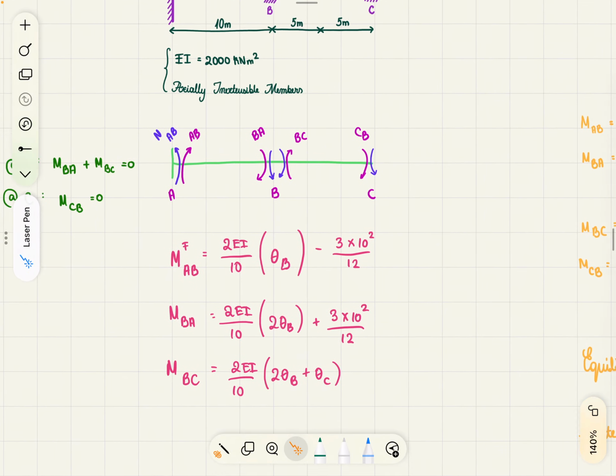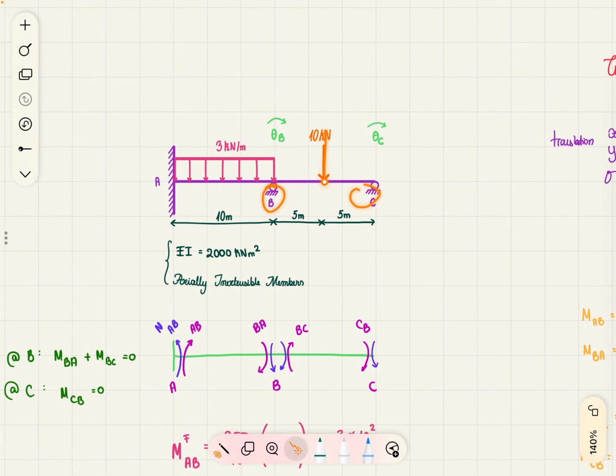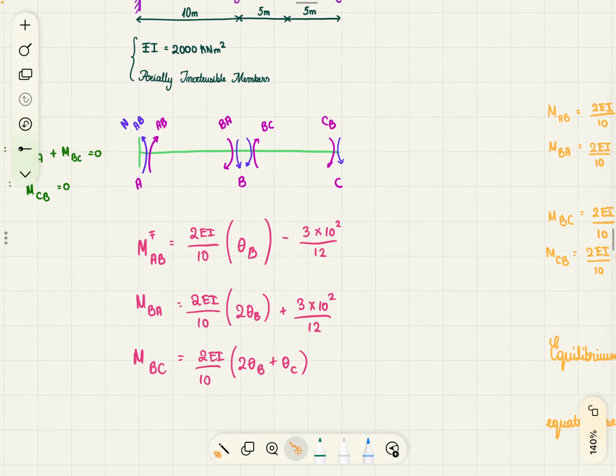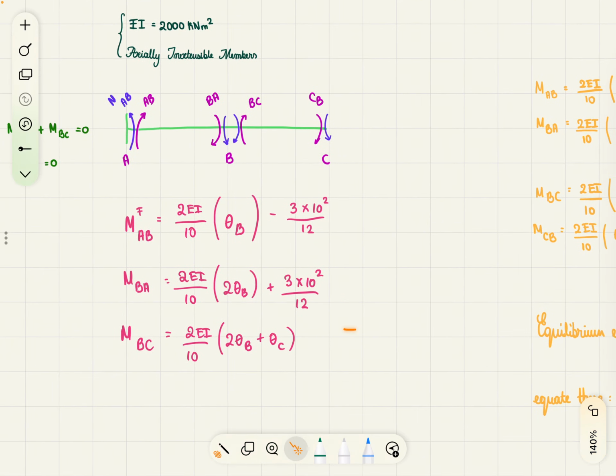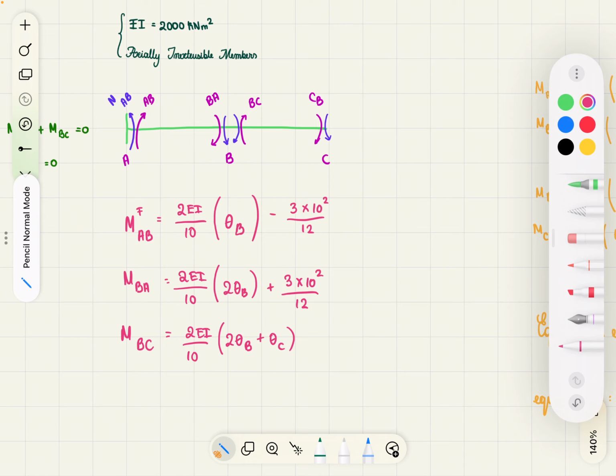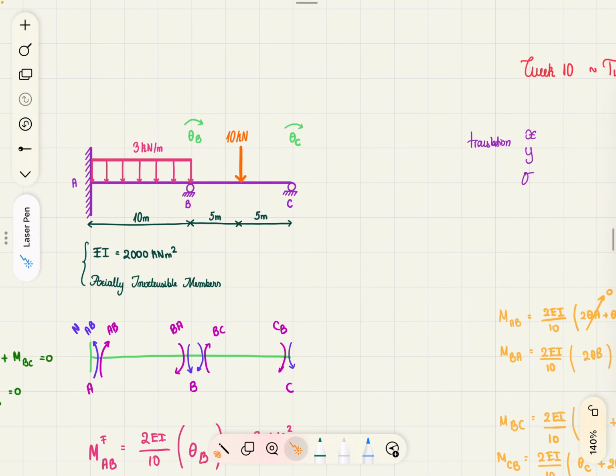Between B and C, any external loads? Yes, we have a uniformly distributed load of 10 kilonewtons. So then you go into your table and you look for the one with load acting at midspan. And you see that you're going to be using minus PL over 4. So you get minus 10 times 5 over 4 because your UDL is 10. Your length is 5. And you're dividing by 4.